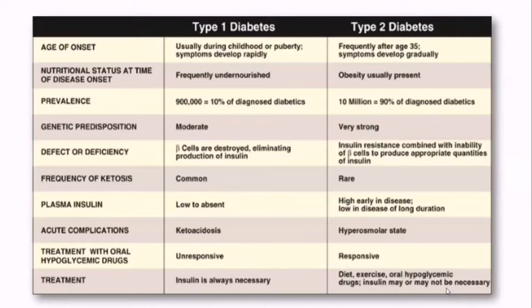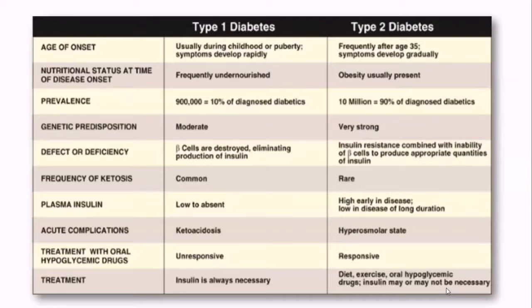And the defect or deficiency, as I have told you in the previous slide, is that beta cells are destroyed completely, eliminating the production of insulin, resulting in type 1 diabetes. Whereas there is a relative deficiency of insulin production or insulin resistance, combined with the inability of the beta cells to produce appropriate quantities of insulin, which is seen in type 2 diabetes.